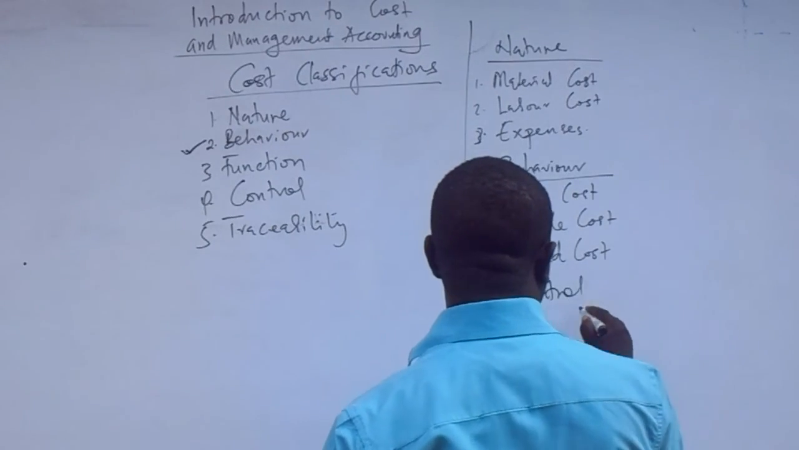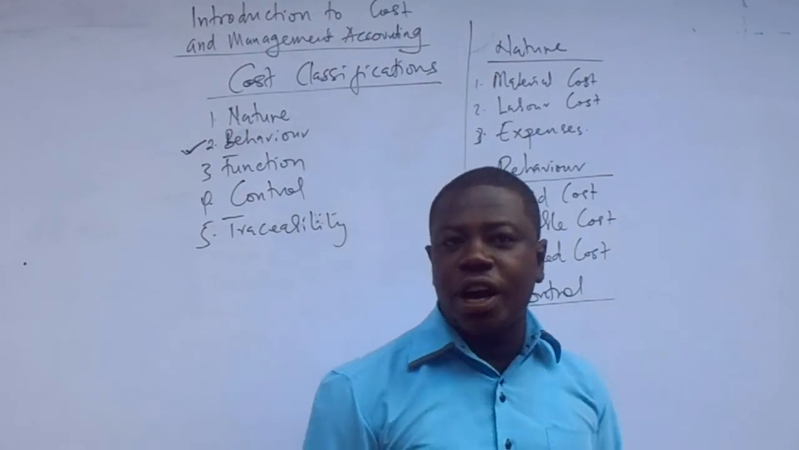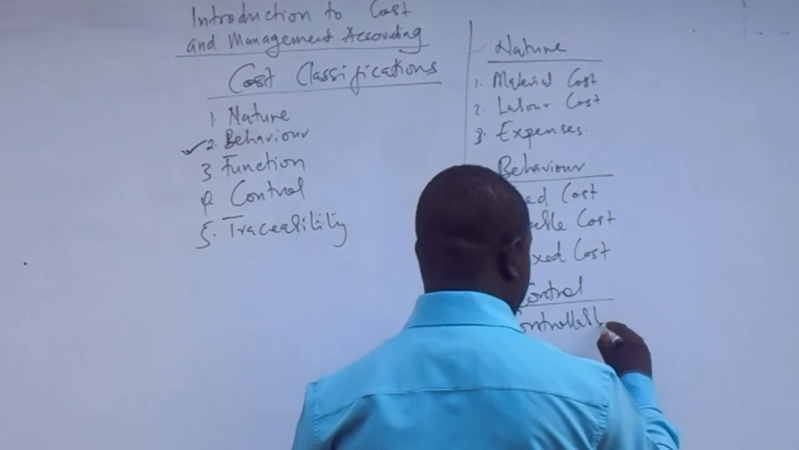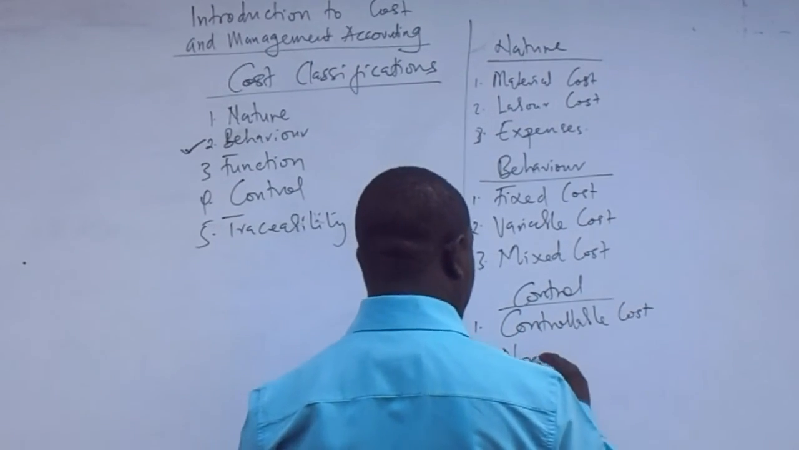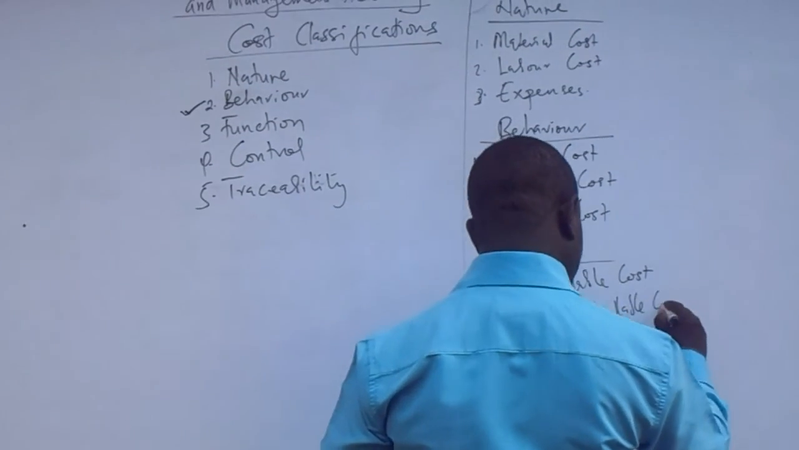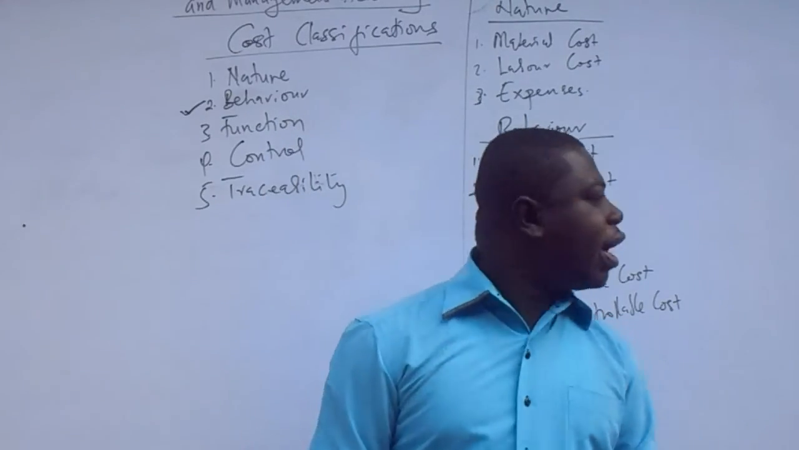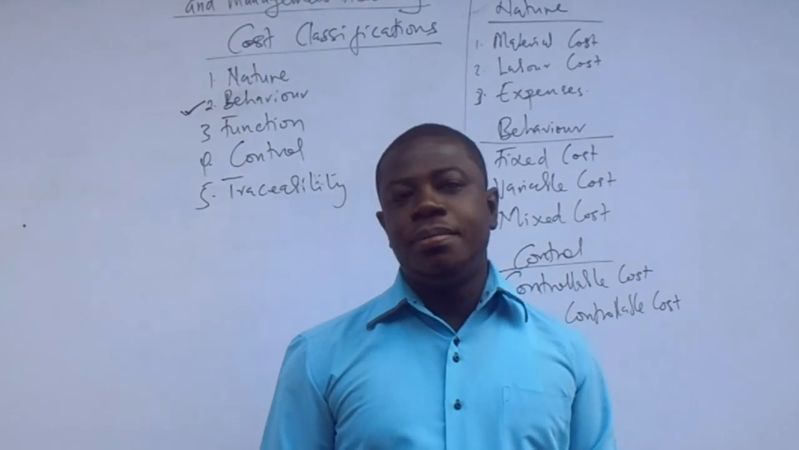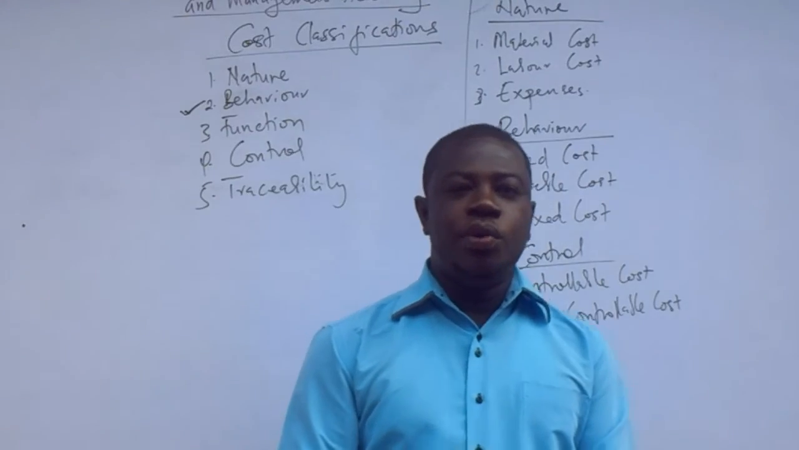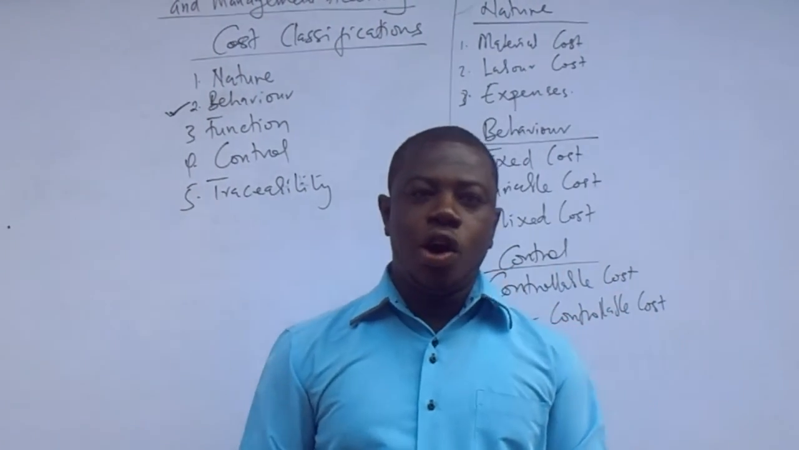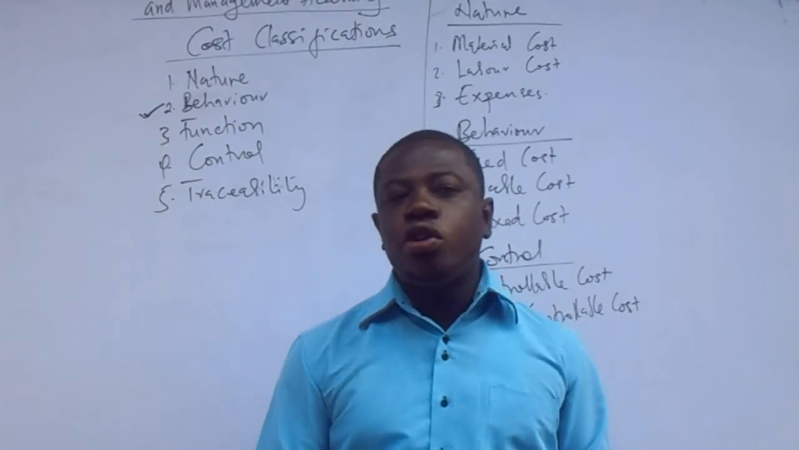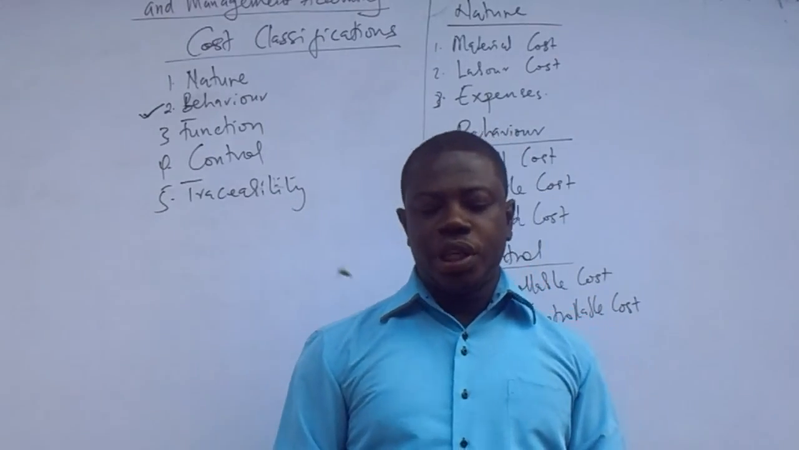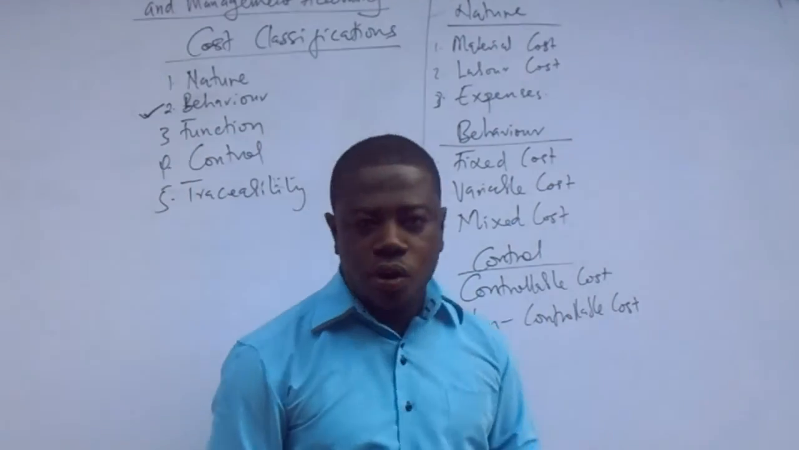And then we can also have a gist of how cost is classified according to control. Over here, we look at controllable costs and non-controllable costs. Controllable costs are costs that the organization has control over. We can decide to limit the extent of the increase or decrease of the cost. But non-controllable costs are usually costs that we do not have control over. And we are going to look at them in detail as we move forward. So this is how we classify costs according to control.